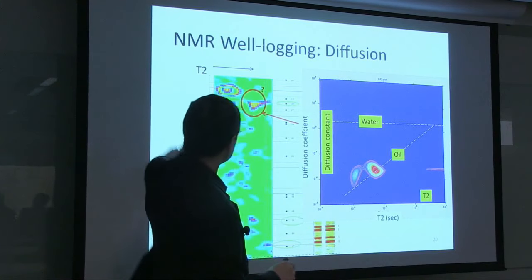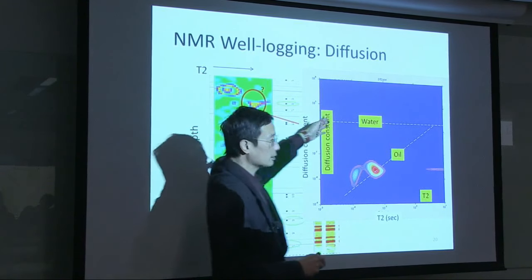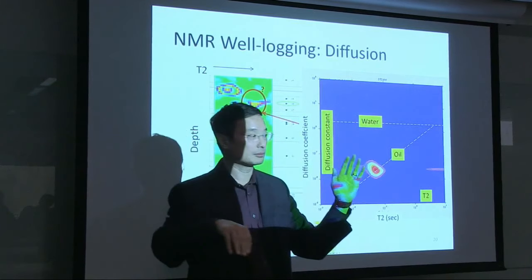You can see that here is a line, right? So here, my data become a two-dimensional map.